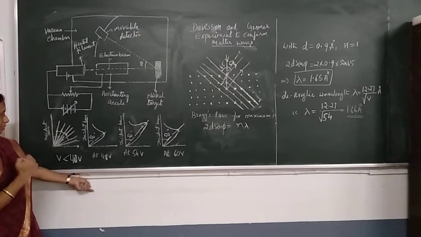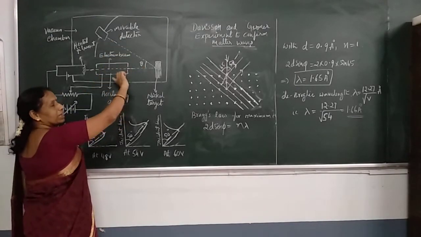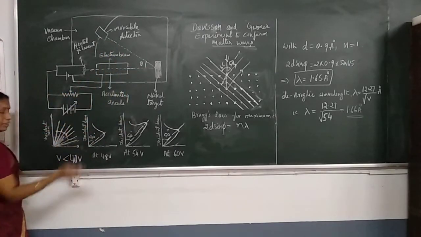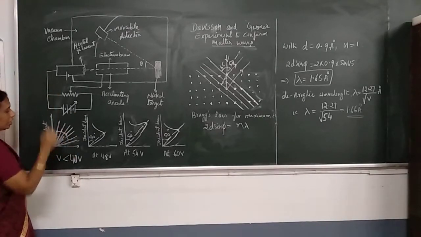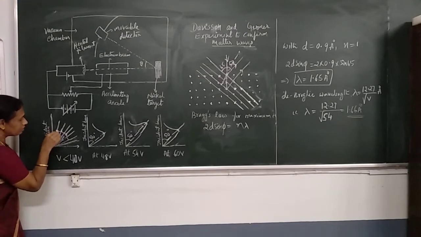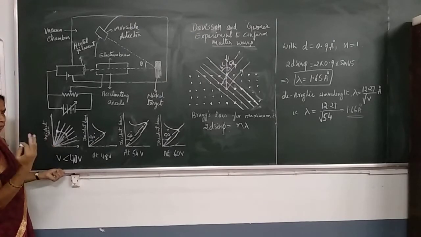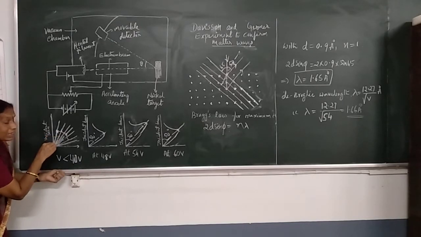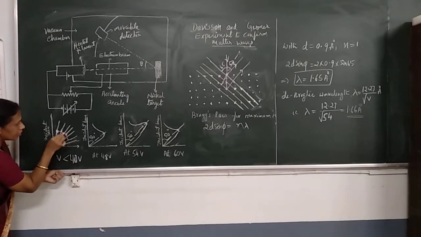How the graph is plotted: by moving the detector, one can change the angle theta. By changing theta, the corresponding intensities are registered and noted. Suppose this is the intensity corresponding to one angle, say theta 1, some 10 degrees or 20 degrees. So this length gives the intensity or the current corresponding to that particular angle. And for the next angle, another intensity.